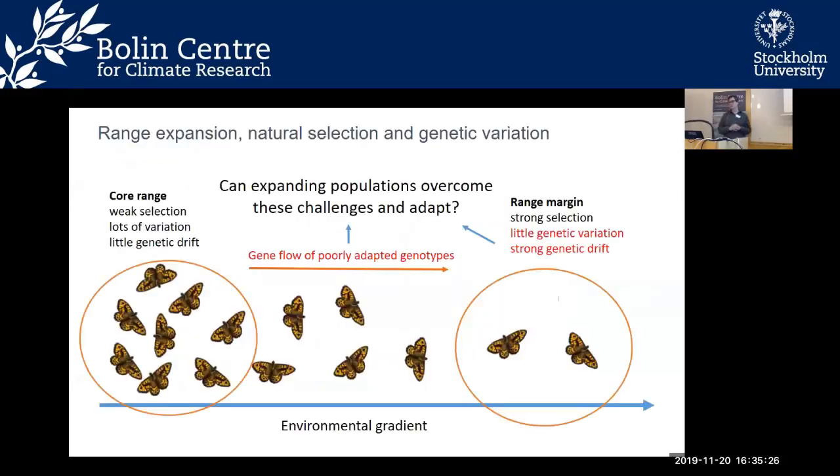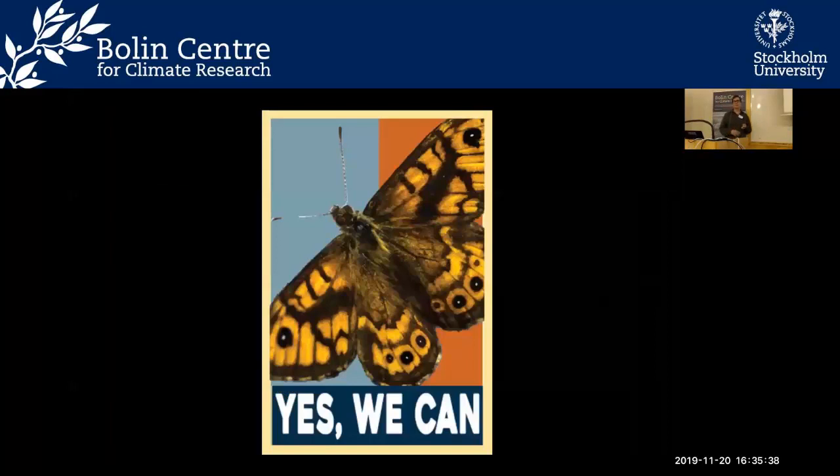So the big question was, can the expanding populations overcome the genetic challenges and adapt to their new environments? Based on this species and our data, it seems like, yes, they can. So if you're concerned with endangered species, that may be good news. If you're afraid of new pathogens or agricultural pests, then that's bad news.